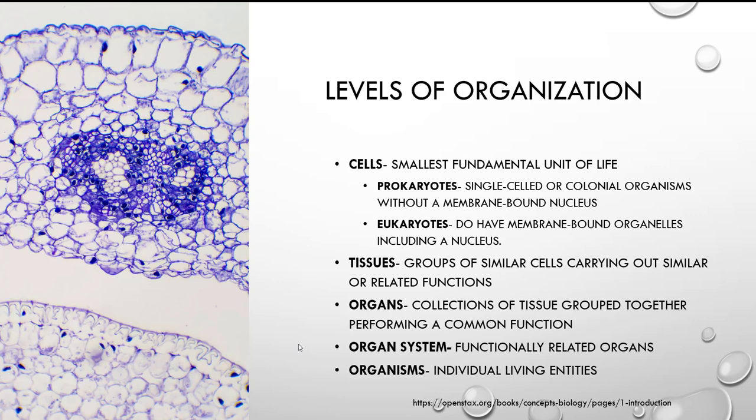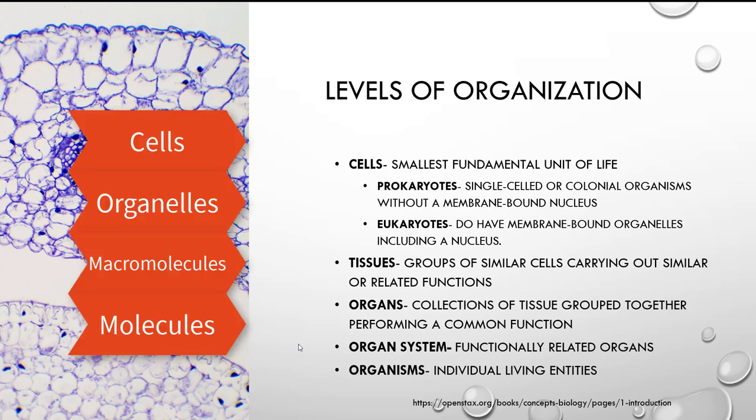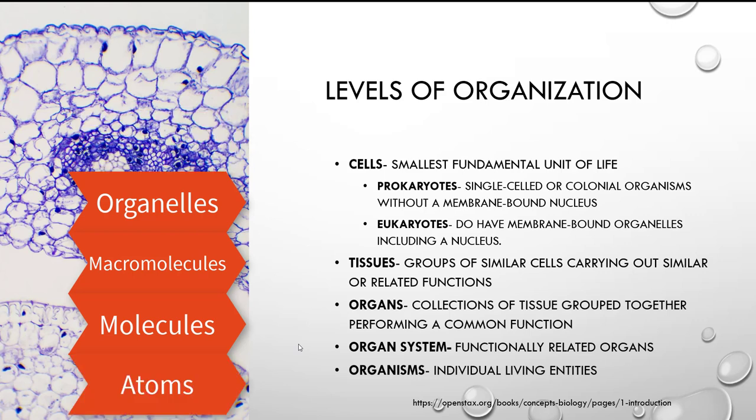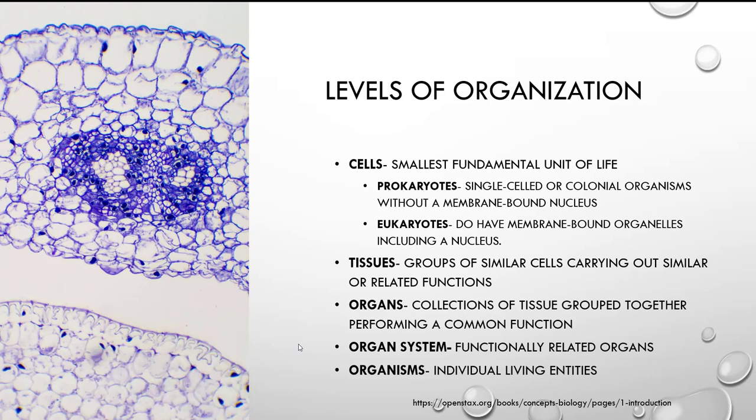Cells are made of organelles. Organelles are made of macromolecules. Macromolecules are made of molecules, and molecules are made of atoms. Now if we take cells and group similar cells carrying out similar functions together, we form tissues.